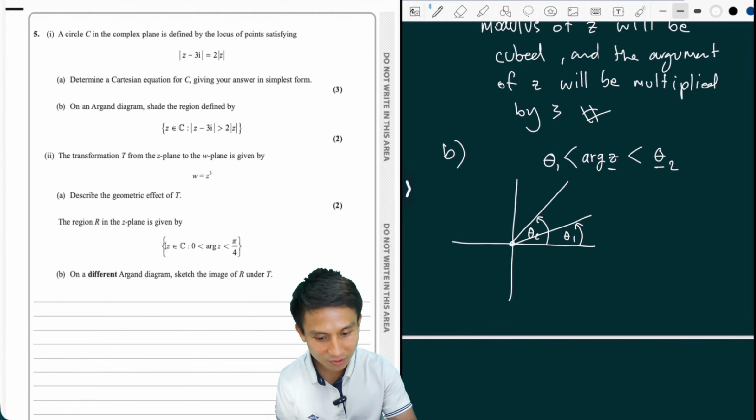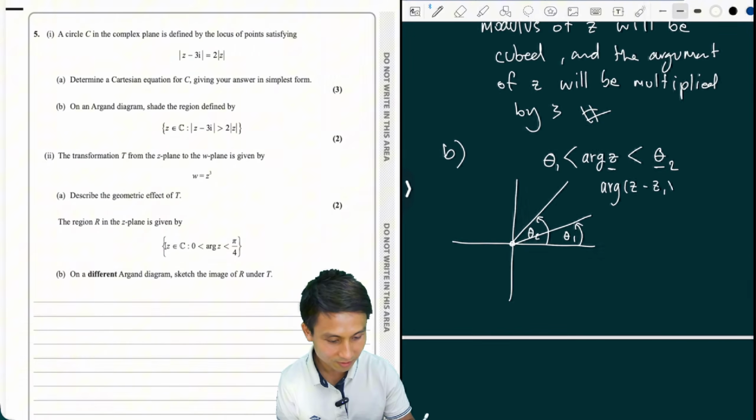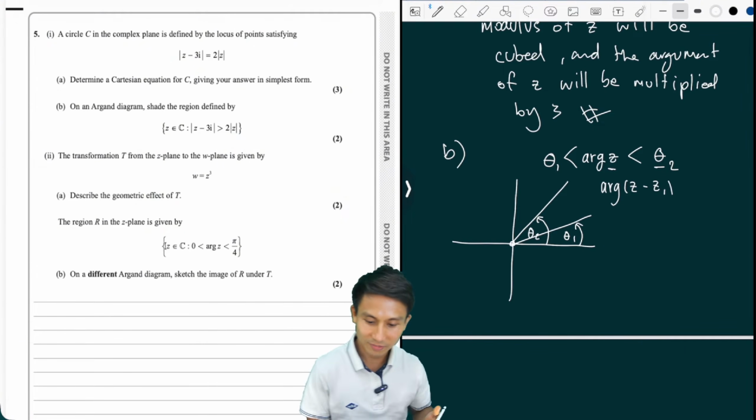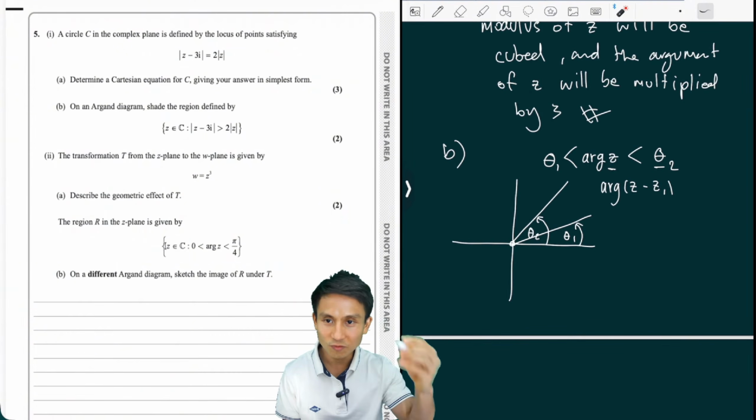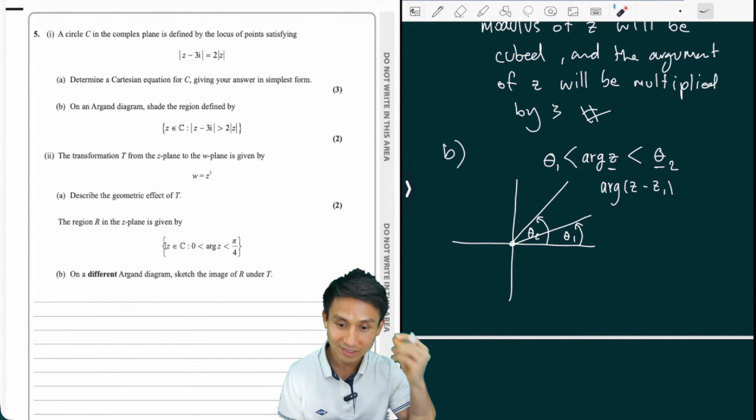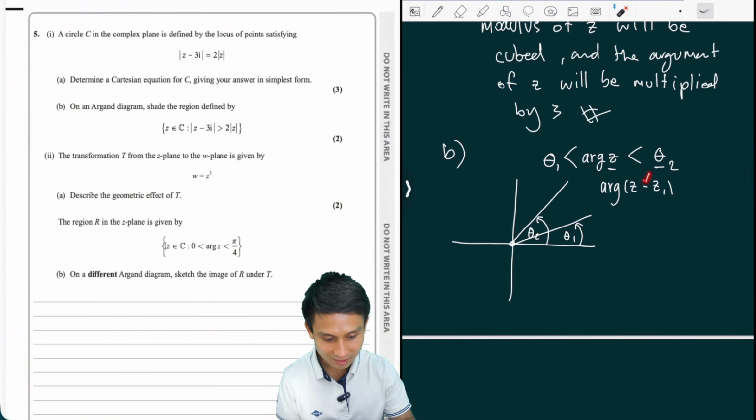Now, just in case, this is extra supplementary knowledge: would it make any difference if we have, say, argument of z minus z1? It does, because it is effectively just moving. Instead of being at the origin, you're going to move to a particular point, z1. Note that this is the critical value of the argument here, so it's a minus sign here.